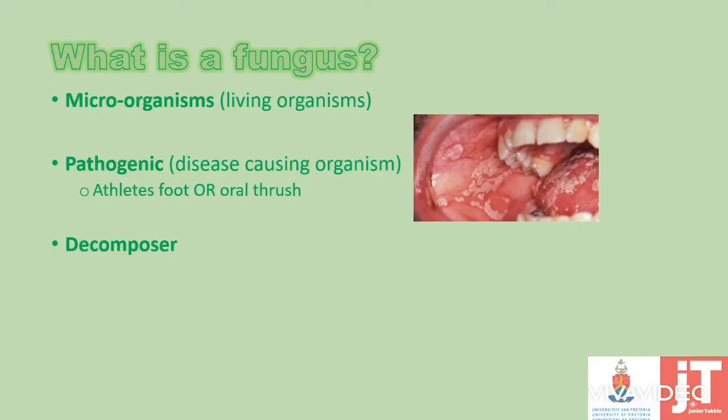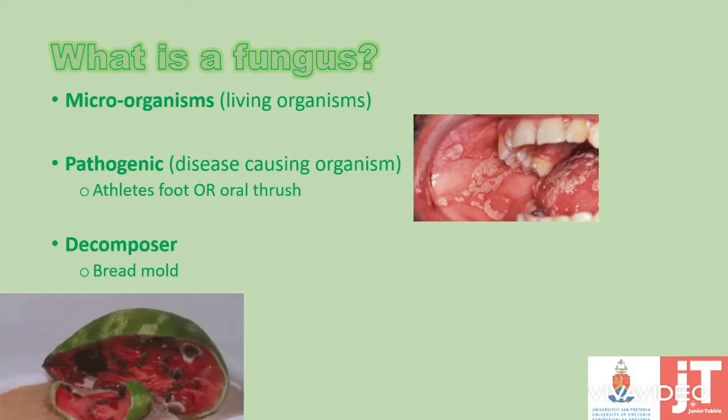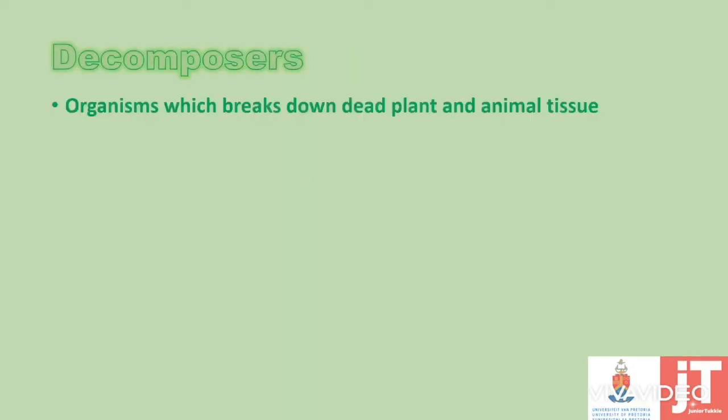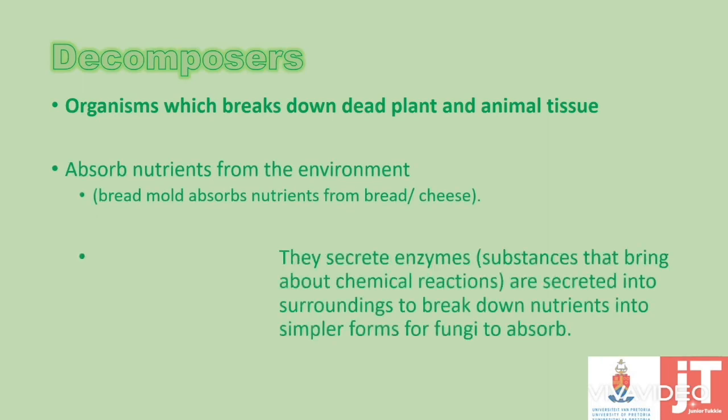And some are non-pathogenic, which is decomposers, which is very good for our environment, and this is something like bread mold or even mushrooms. So what is a decomposer and why is it so important? So a decomposer is an organism which breaks down dead plant and animal tissues. So it gets rid of those leftovers. So what this organism does is it absorbs the nutrients from the environment.